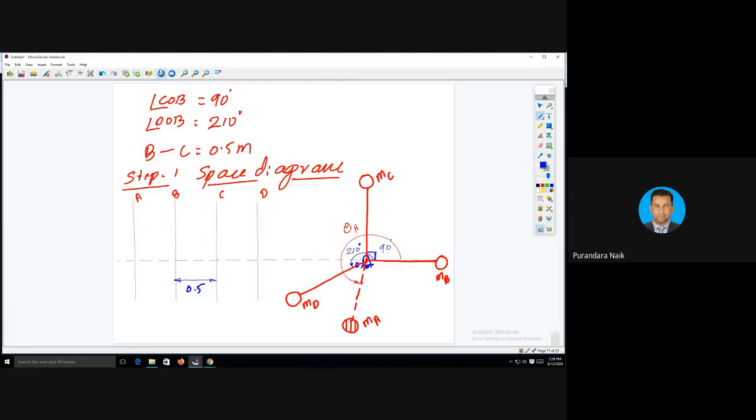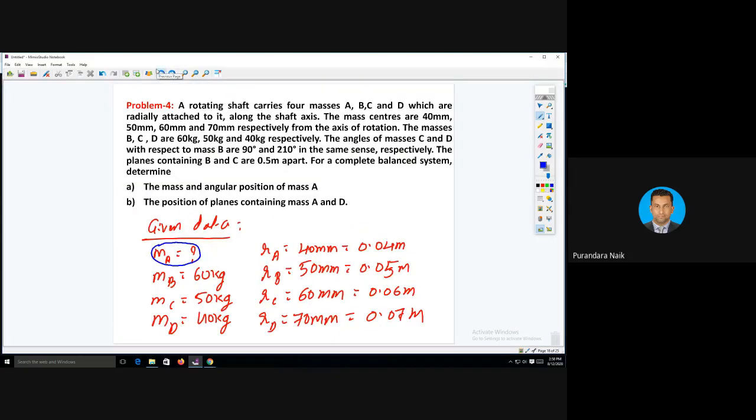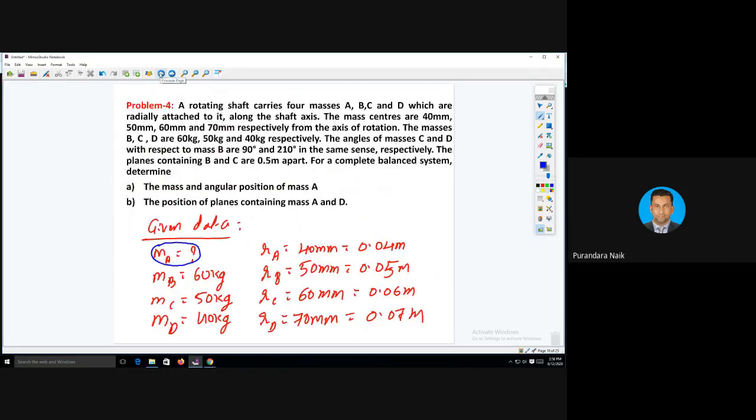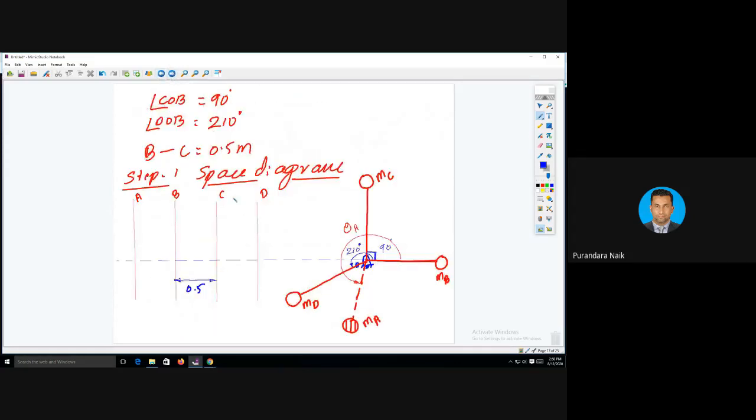What was the first question? The mass and angular position of mass A is already found. Half of the work is done. Next, we need to measure the distance between A and D. Before going to measure the distance between A to D, you should know the distance between C to D and A to B, so that we will find the distance between A to D. Before going to that, you need to take the reference plane to measure the distance or to draw the couple polygon.